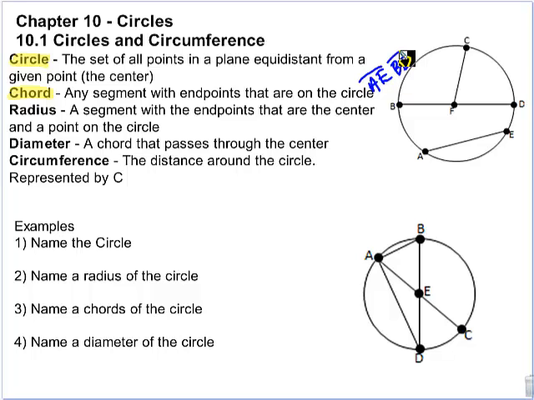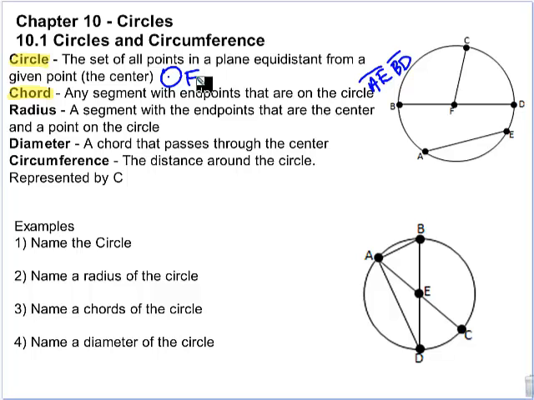Oh, and then the way we name a circle, which we better talk about, is we draw a little circle with a center point in the middle, and then we name the point. So here, this is saying circle F would be how we name that circle. It's the point in the middle, whatever point's right in the center.